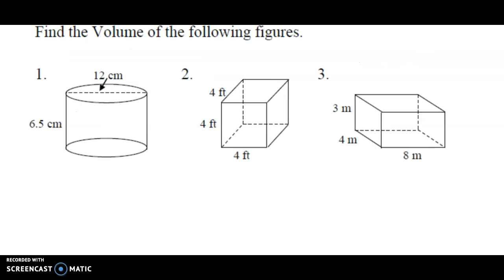All right, so let's take a look at number 1. Find the volume of the following figures. The first thing I like to do is figure out what shapes are in it, so I know, is it a prism or is it a pyramid. When I look at this first shape, I have 2 circles, one on the top and one on the bottom, and I have this rectangle in the middle. The one with 2 is the base shape. So the base shape here is a circle. This is a cylinder.